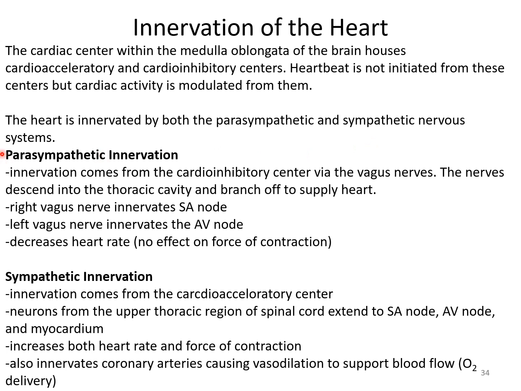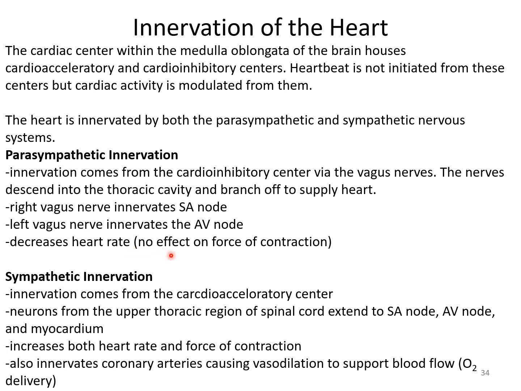So let's start with parasympathetic innervation. So this is rest and digest. The innervation is going to come from the cardioinhibitory center through the vagus nerves. The nerves are going to start to descend from the brain into the thoracic cavity and branch off to supply the heart. You've got the right vagus nerve that innervates the SA node. The left vagus nerve is going to go and innervate the AV node. And the ultimate effect is you're going to get a decrease in heart rate.